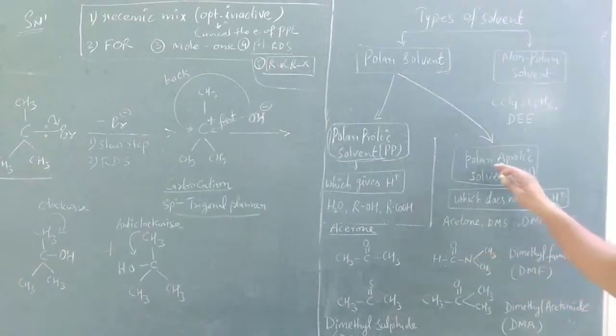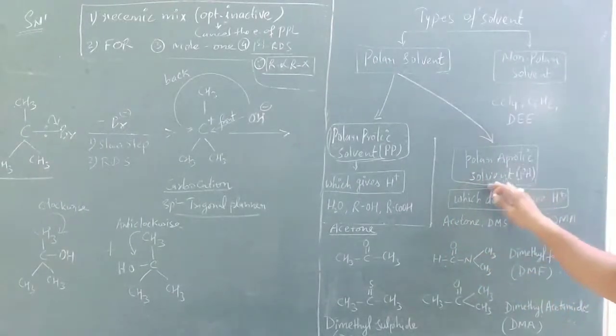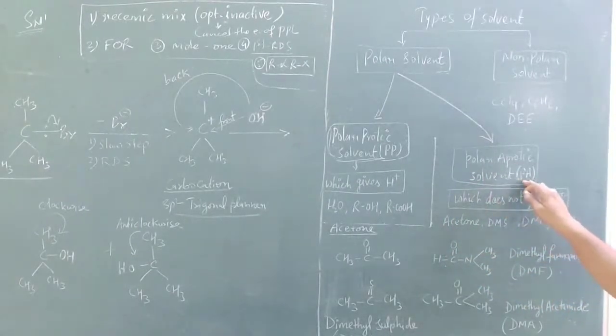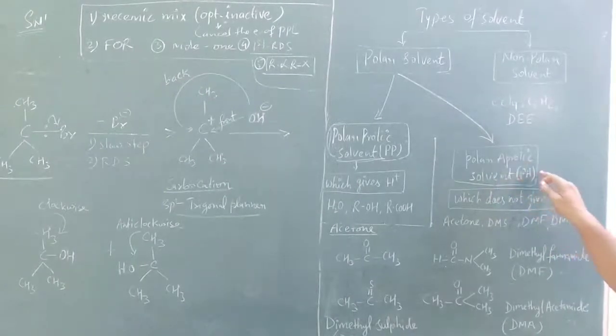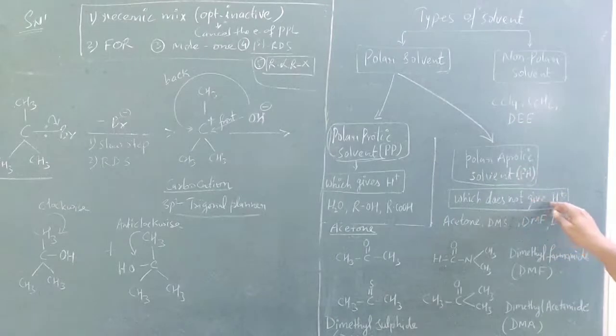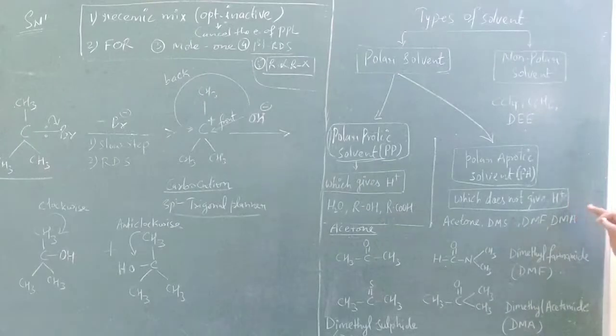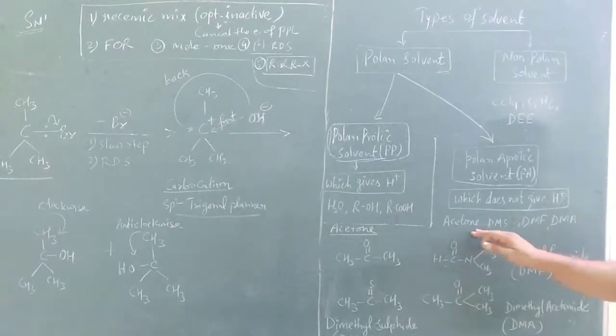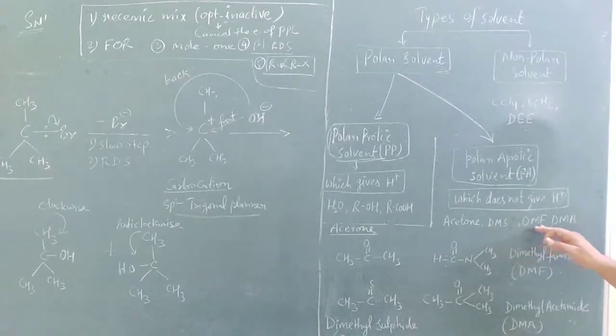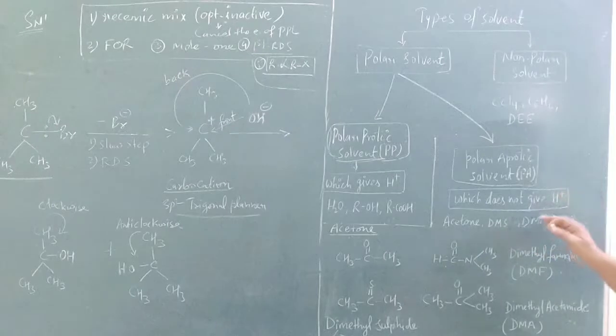On the other hand, if we look into the polar aprotic solvent, which is represented by PA. Polar aprotic solvent does not give H plus ions or protons. Got it? Now say for example acetone, dimethyl sulfide, dimethyl formamide, dimethyl acetamide. So sometimes the structure of these compounds will be asked.